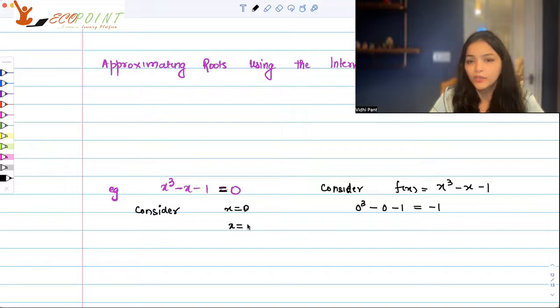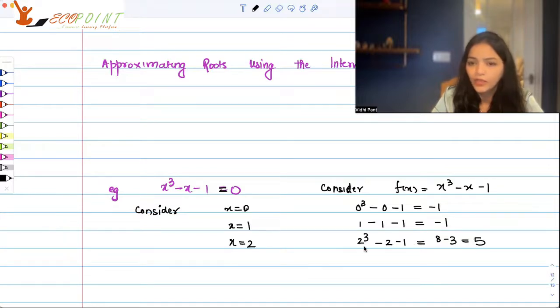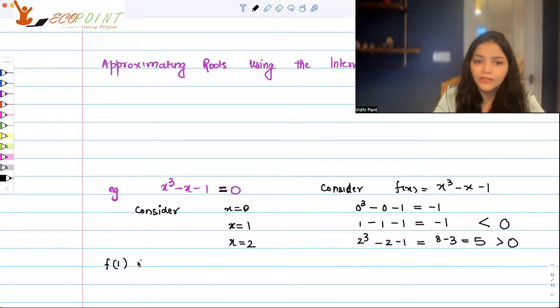Suppose I put x equal to 0, I'm getting minus 1. If I put x equal to 1, I'm going to get 1 minus 1 minus 1, which again is minus 1. If I put x equal to 2, I'm going to get 2 cubed minus 2 minus 1, which gives you 8 minus 3, that is 5. So what essentially is happening between 1 and 2? Between 1 and 2, there's a sudden change occurring. At 1, the value of the function is less than 0. At 2, it's more than 0. So f(1) is less than 0. f(2) is greater than 0.